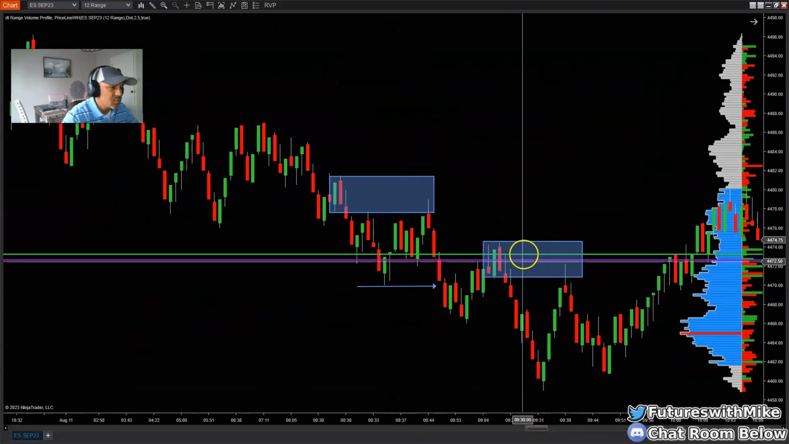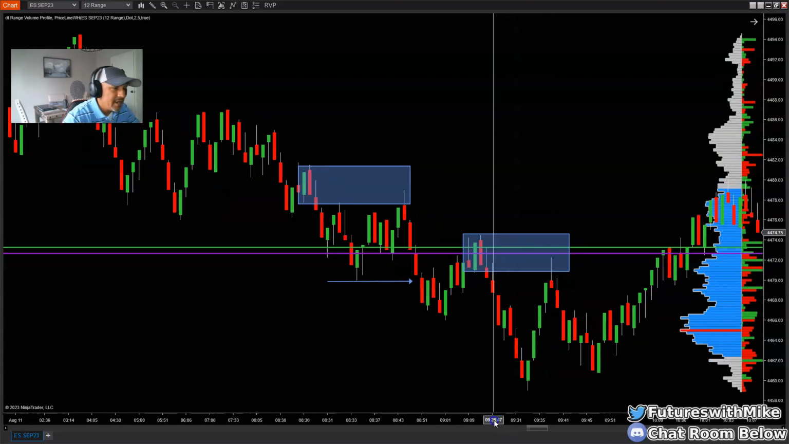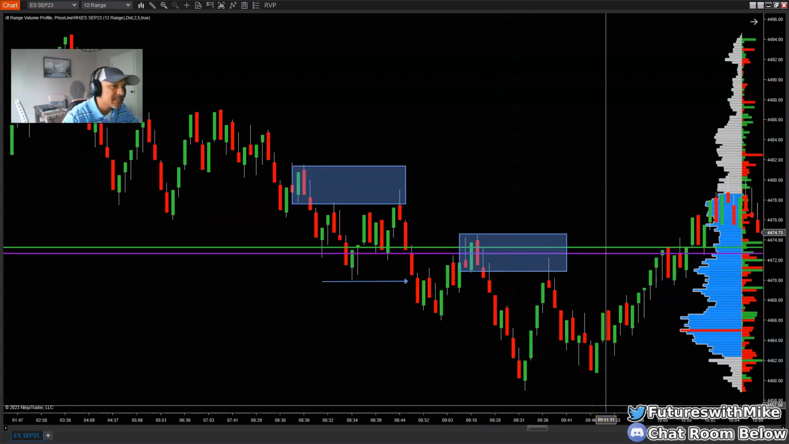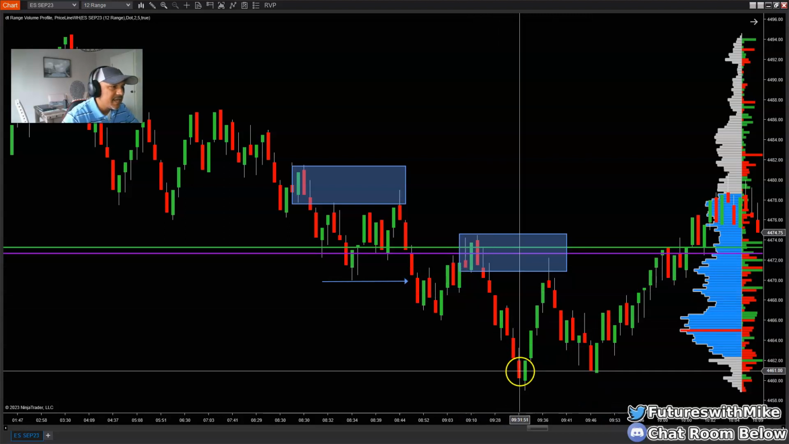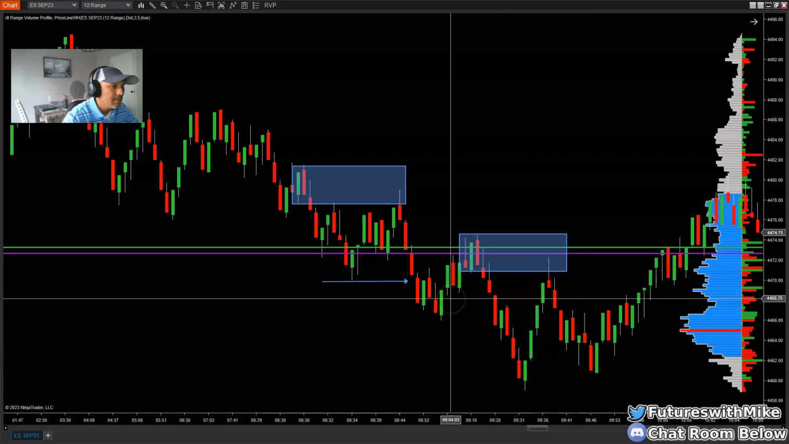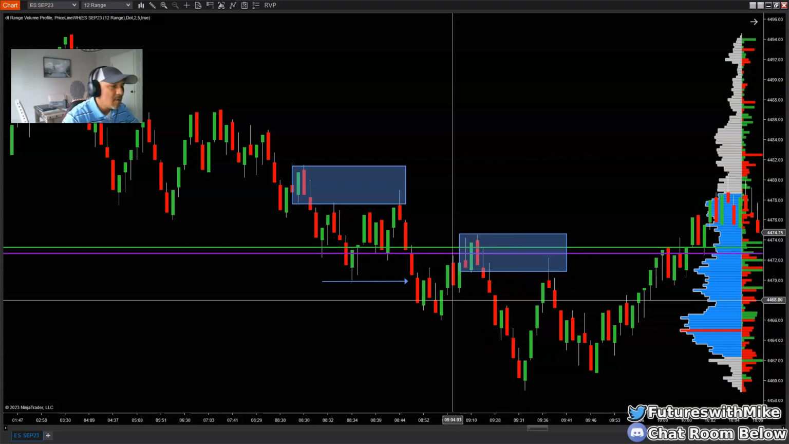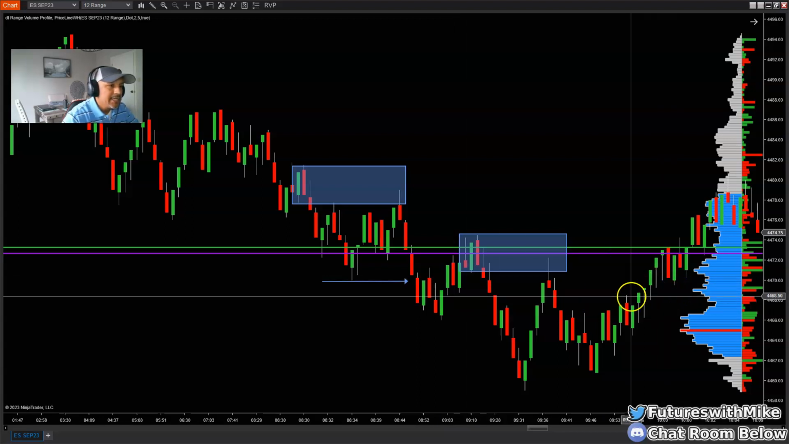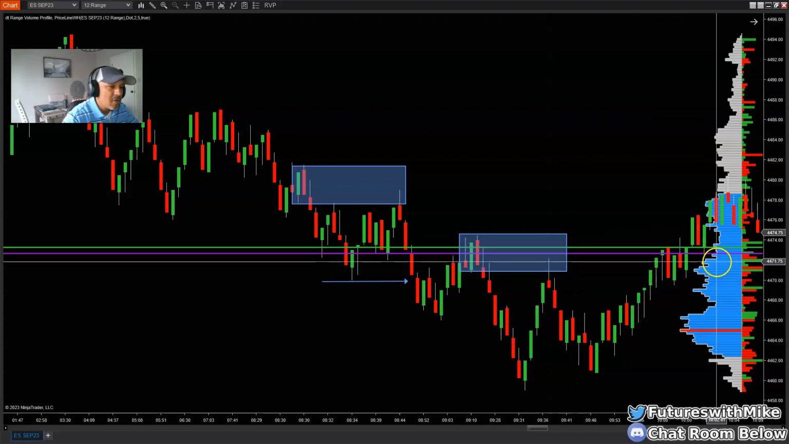And we're going to take a look at this rectangular box here as an area of supply. Now, when I talk about supply, aggressive selling to the downside, I'm looking for what? First of all, a break of structure. And then secondly, I'm looking for an area sitting or resting above a high volume area.